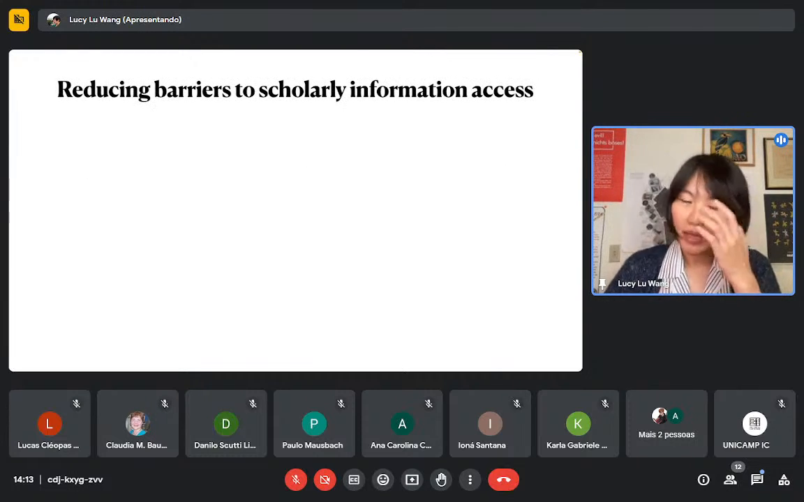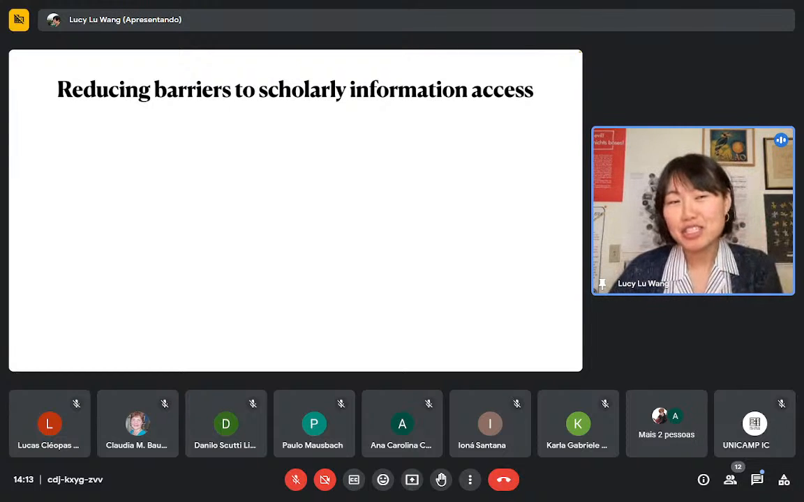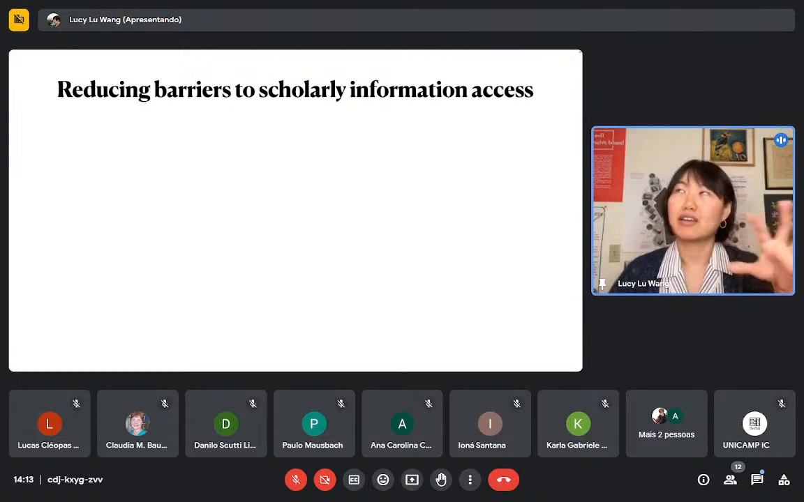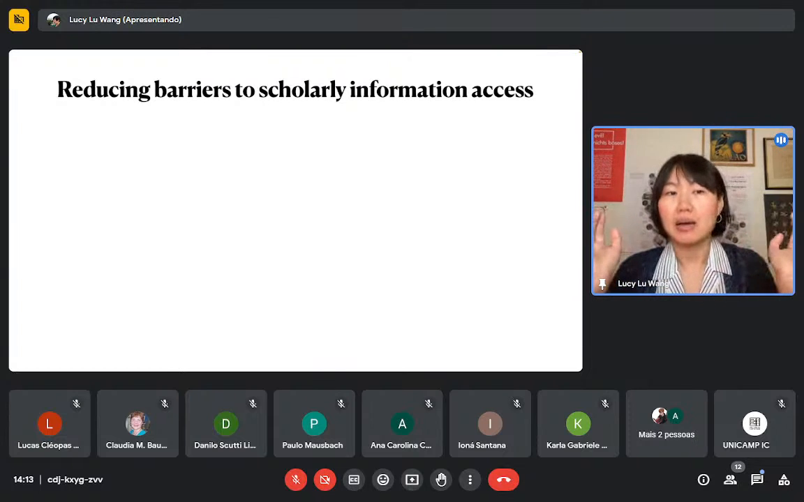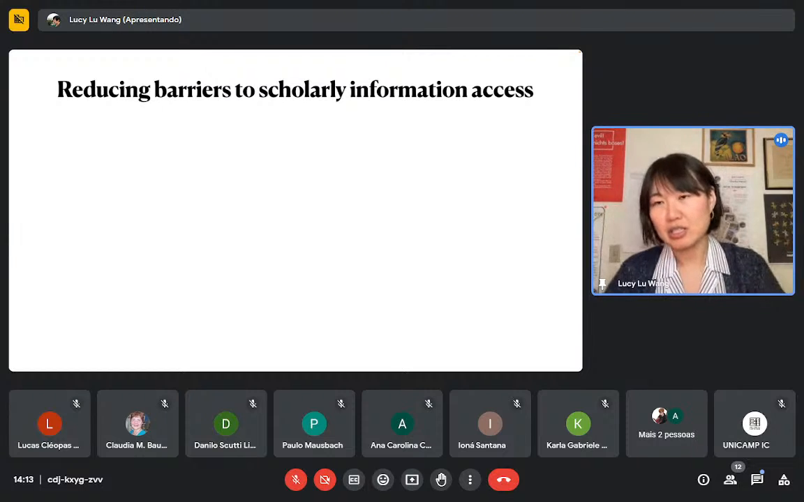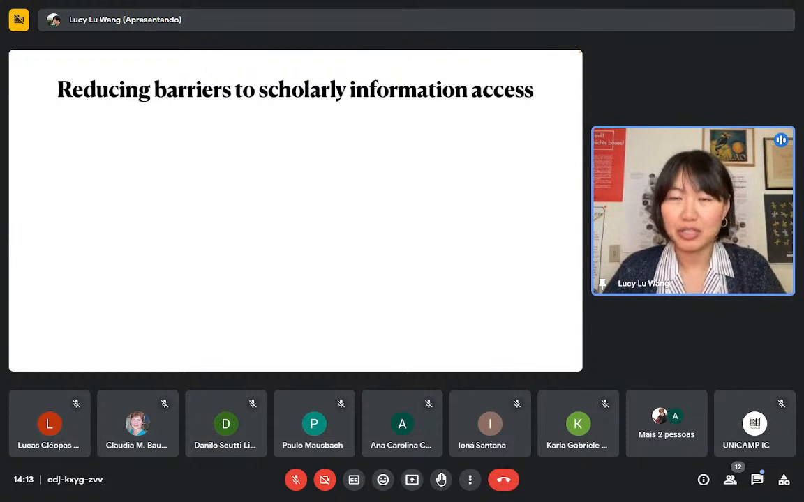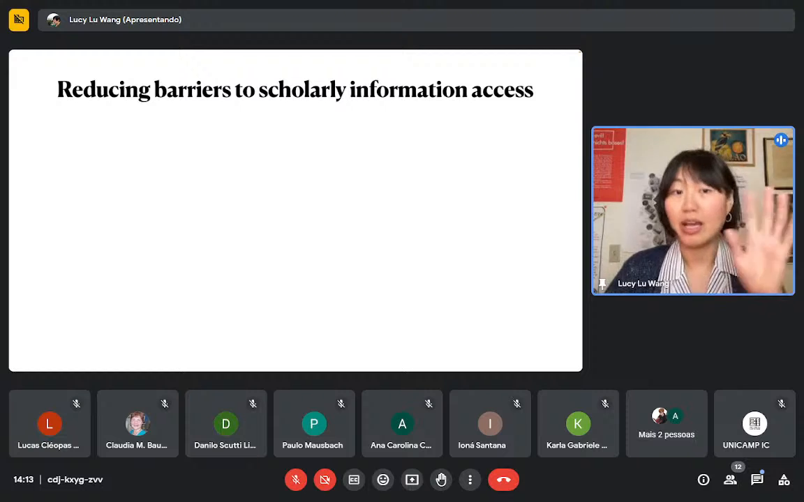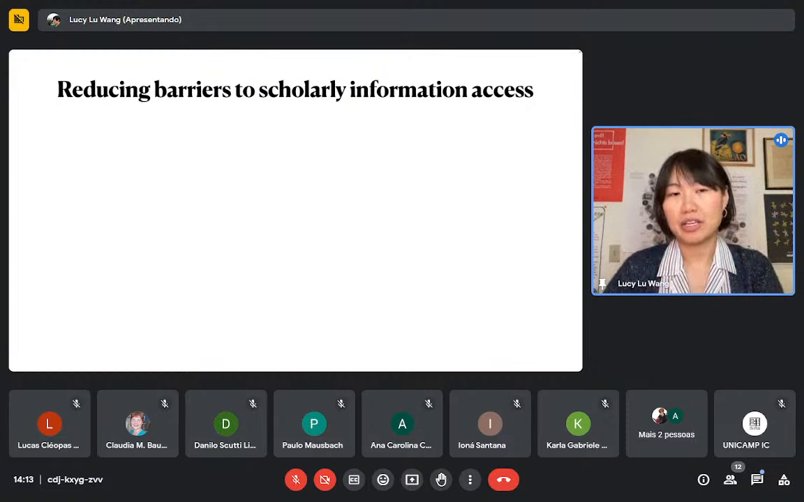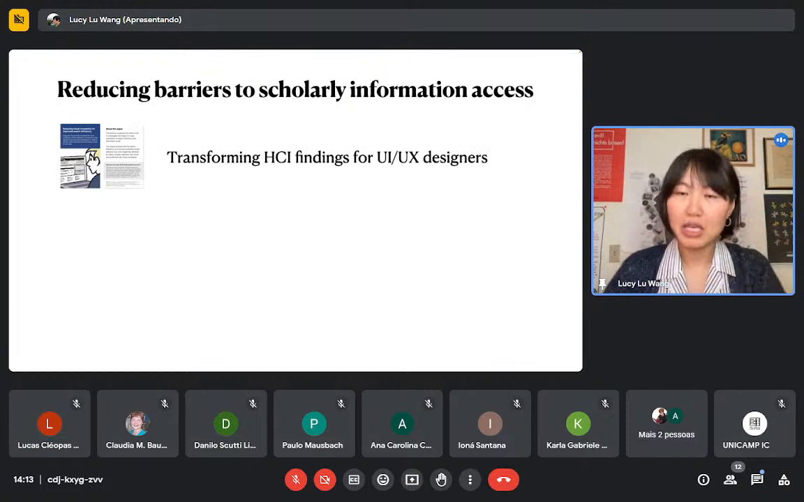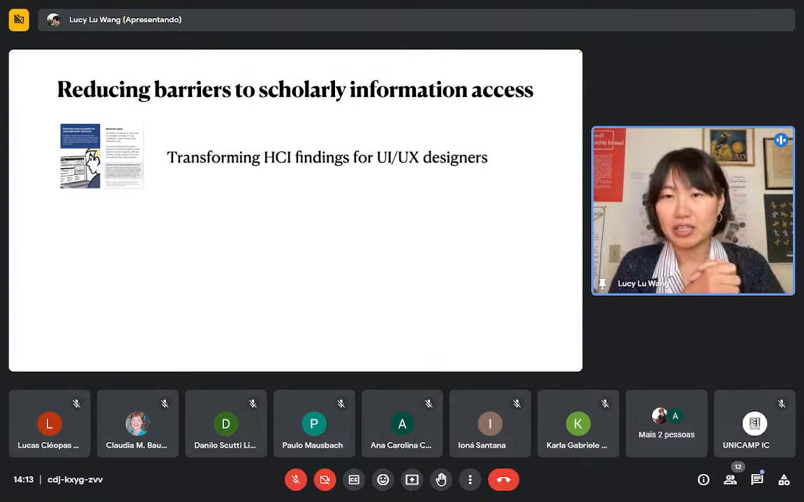So I'm going to try to highlight some of these features and the capability of these models to reduce barriers in scholarly information access through three projects that I'm involved in that leverage large language models to help transform papers for different audiences and purposes. The first of these, we build a system to transform HCI findings, or human computer interaction findings, for UI UX designers. So this is user interaction and user interface designers.